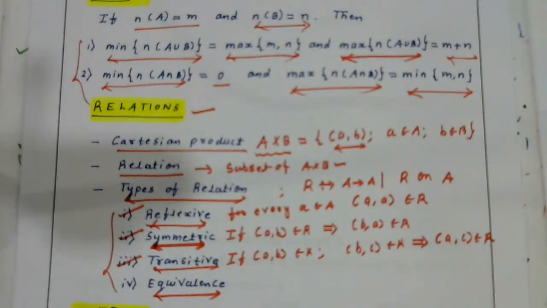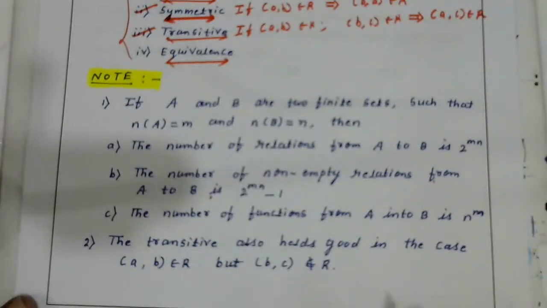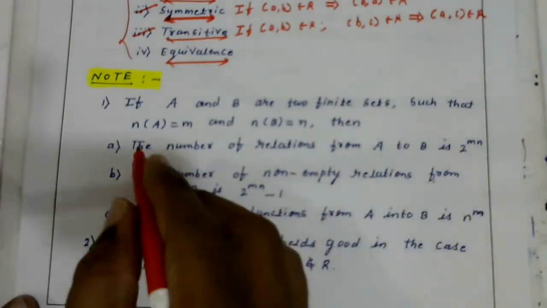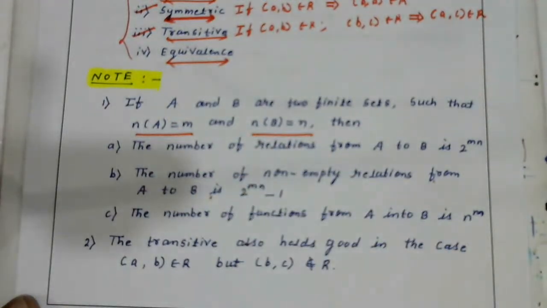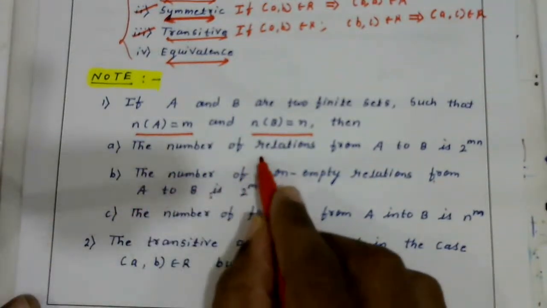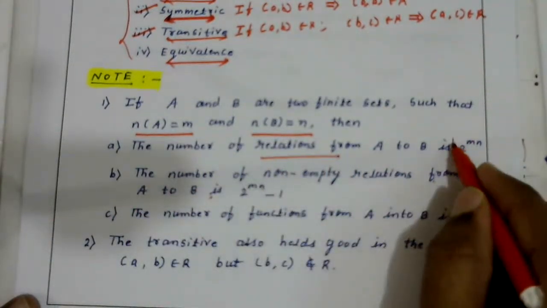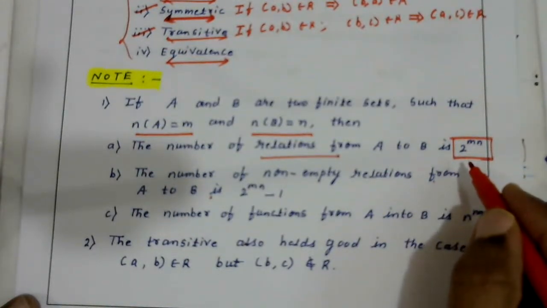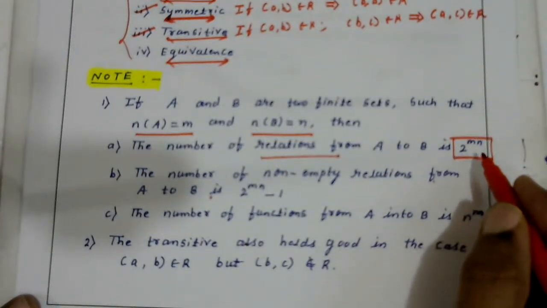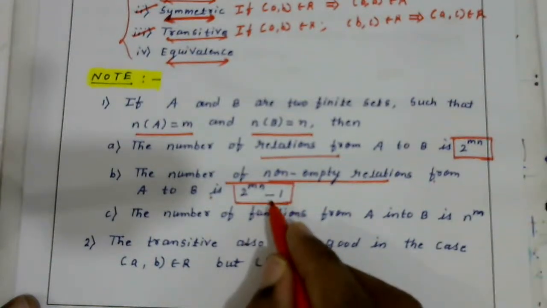And some of the results: if capital A and capital B are two finite sets such that n(A) is equal to m and n(B) is equal to n, then what is the total number of relations you can define from A to B? The number of relations from A to B is given by 2 raised to mn. So the total number of relations from A to B, where A consists of m elements and B consists of n elements, is 2 raised to mn.